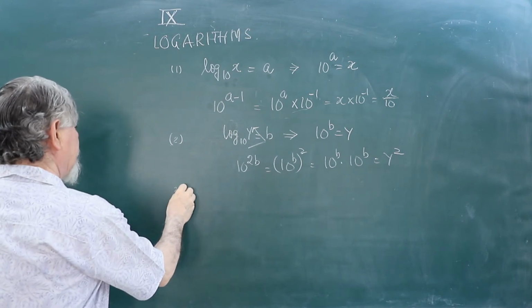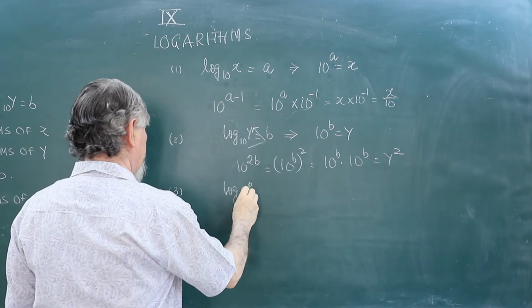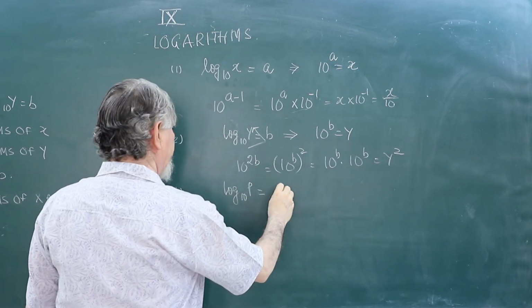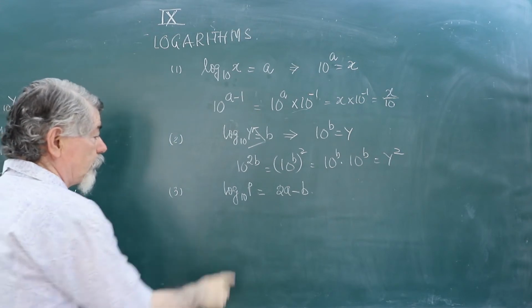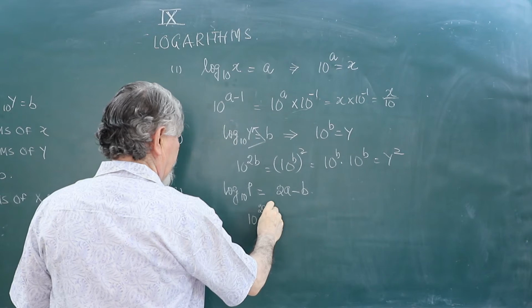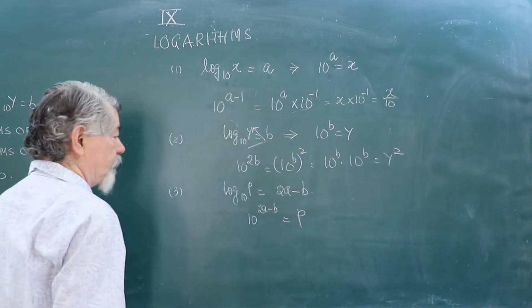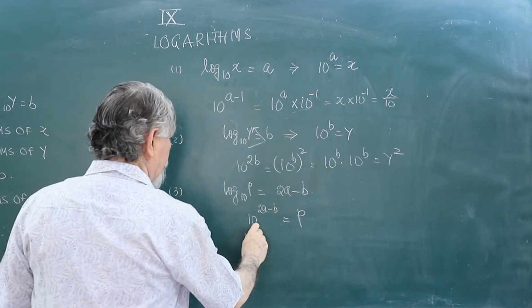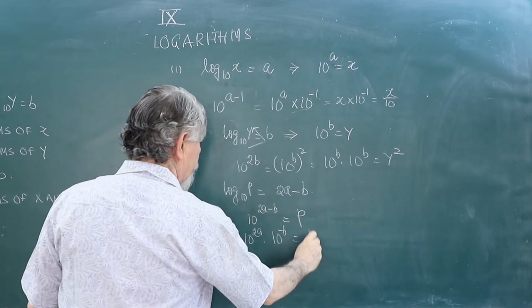Now the third one is log p to the base 10 is equal to 2a minus b. So 10 to the power 2a minus b will be equal to p, or 10 to the power 2a into 10 to the power minus b is equal to p.